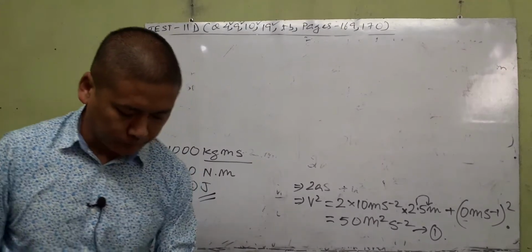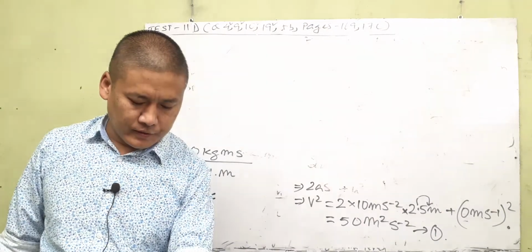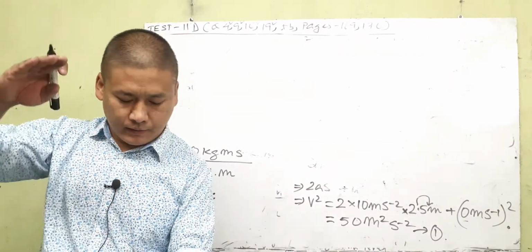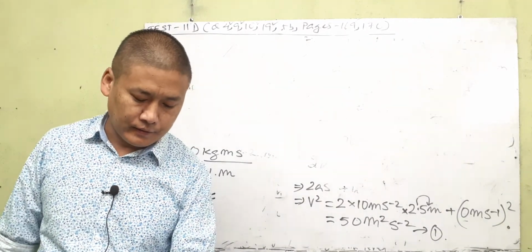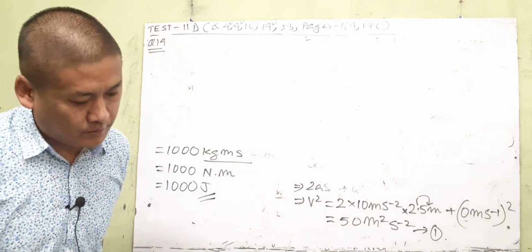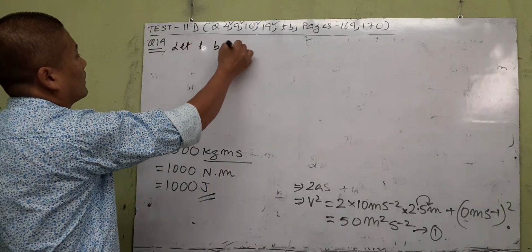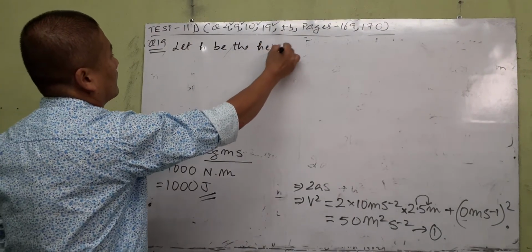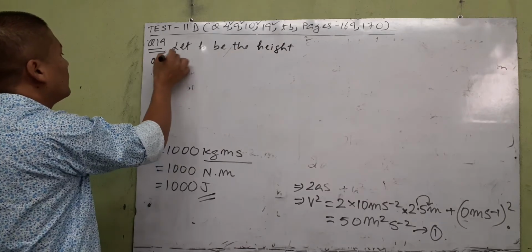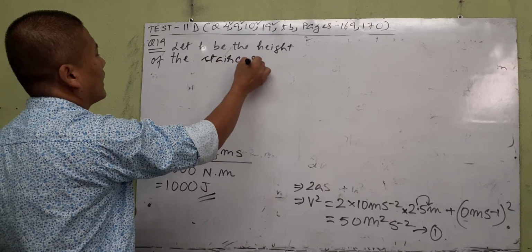So here it takes 20 seconds for A to climb up a stair while B does the same height climbing on the stair in 15 seconds. Compare the work done and power developed by A and B. So let H be the height of the staircase that both of them have climbed to the same height.